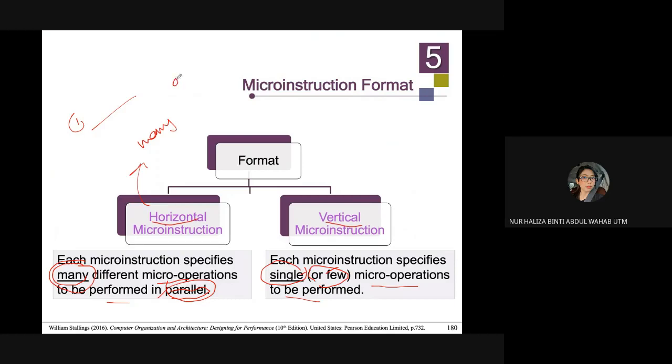Maybe you have 8, move, div, and others, a lot of instructions, which are called micro instructions in one single instruction. So there are a lot of micro operations, but for vertical you have only one. In a single instruction, you only have one single micro instruction, or maybe one or two steps only.